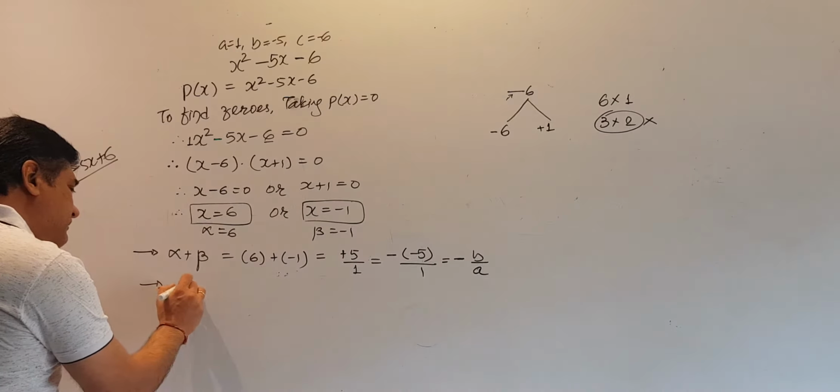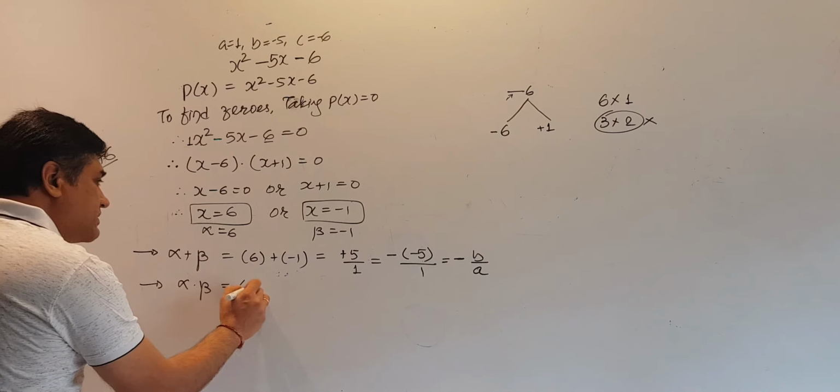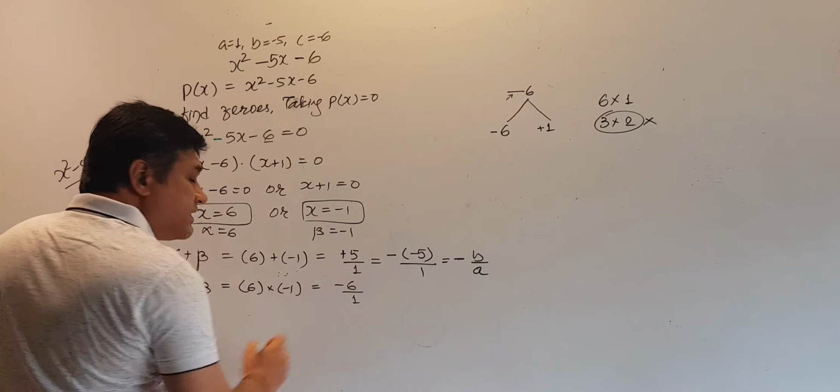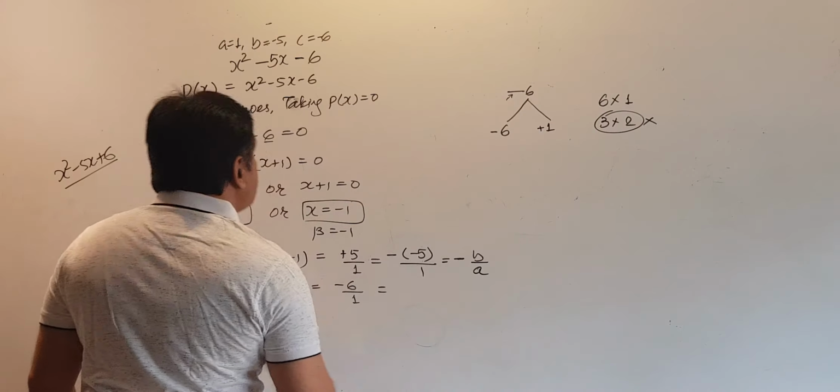Similarly friends, alpha into beta equals to 6 into minus 1. That is minus 6. Denominator is nothing, so 1. Now minus 6 is what?